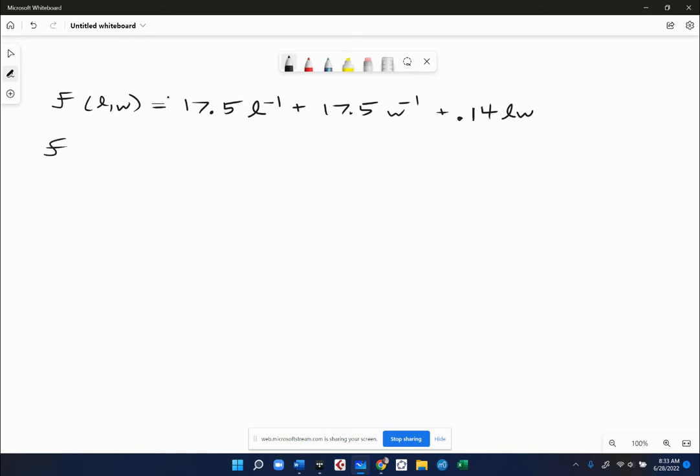So f, the partial derivative with respect to L is, let's see, power rule. So negative 17.5 L to the negative 2 plus this term goes to 0 plus 0.14 W, right? Because that's just a constant times L. And let's see if I can squeeze this in. F_W is going to be basically exactly the same thing. The first term goes away. It's negative 17.5 W to the negative 2 plus 0.14 L.